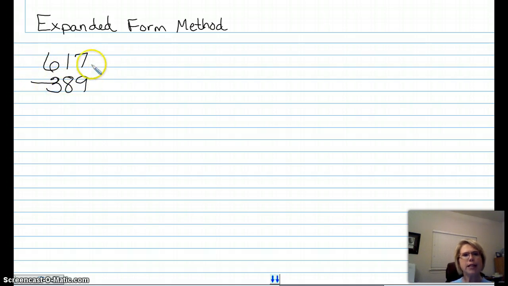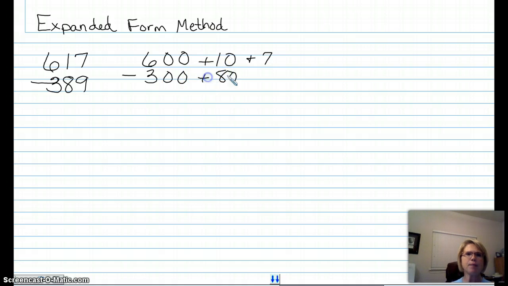Normally we would subtract over these numbers, and I'll show you what happens. But what I want you to see is what happens when I write this number out in expanded form: 600 plus 10 plus 7. And from that, I'm going to subtract 300 plus 80 plus 9. Now, you see that I can't take 9 from 7, right? So we're going to borrow a 10.